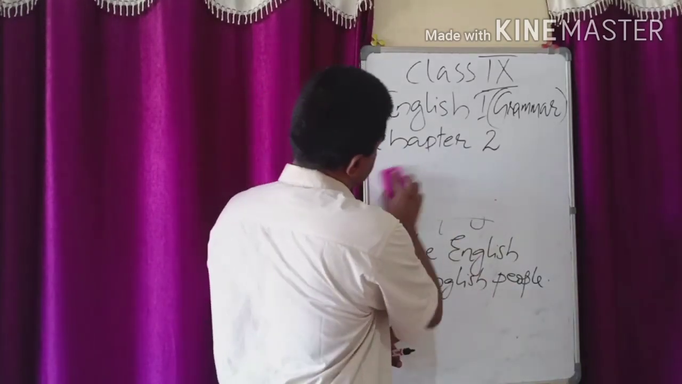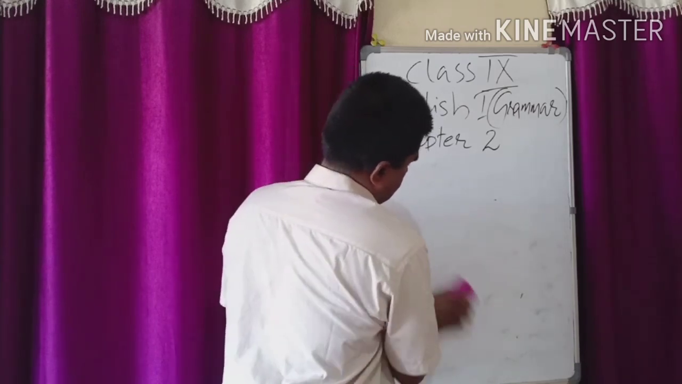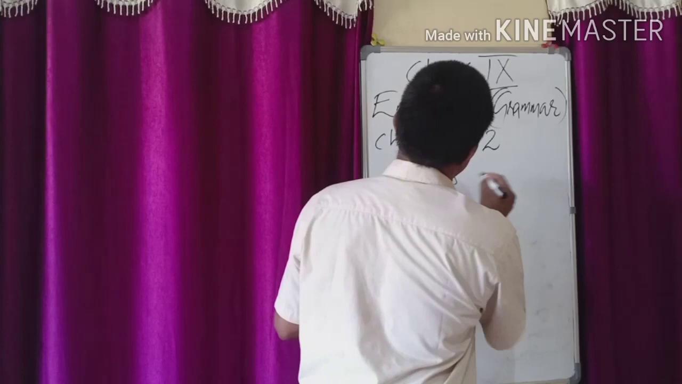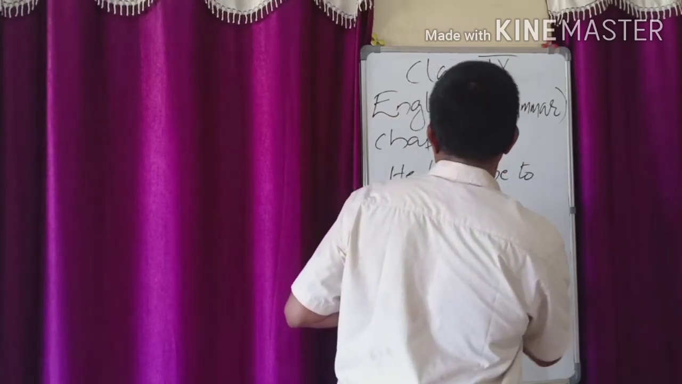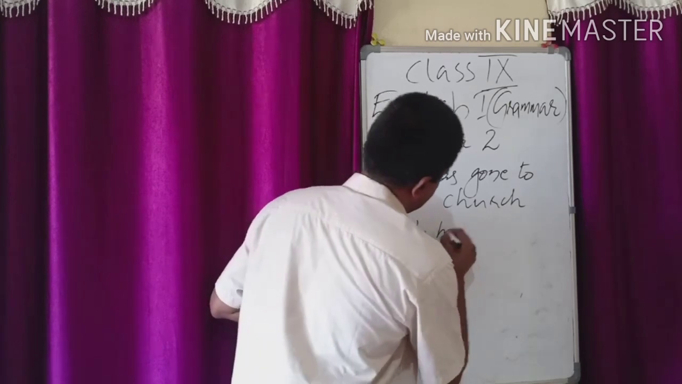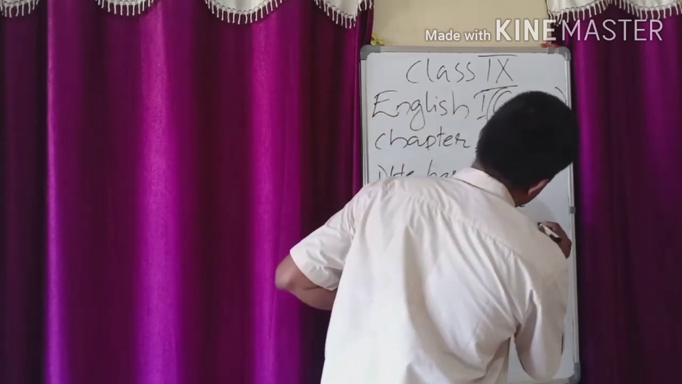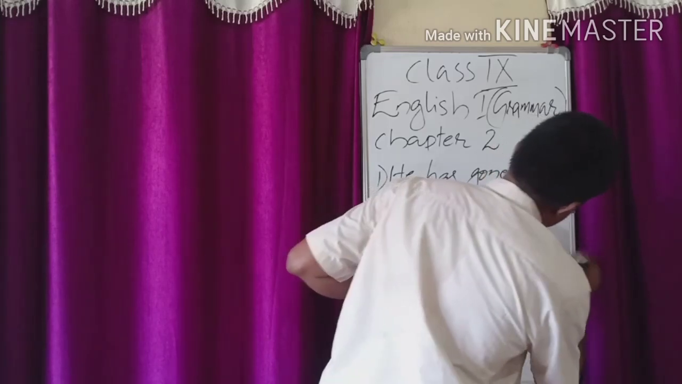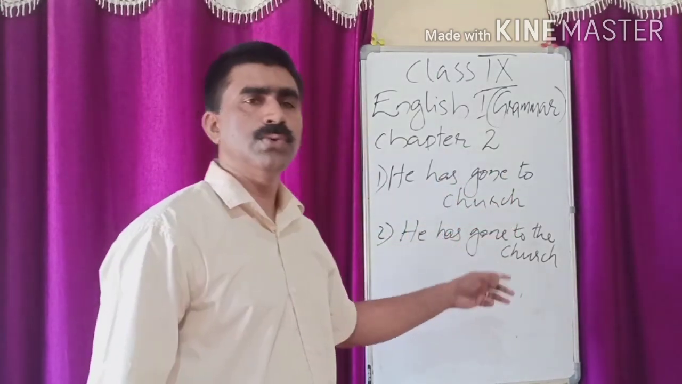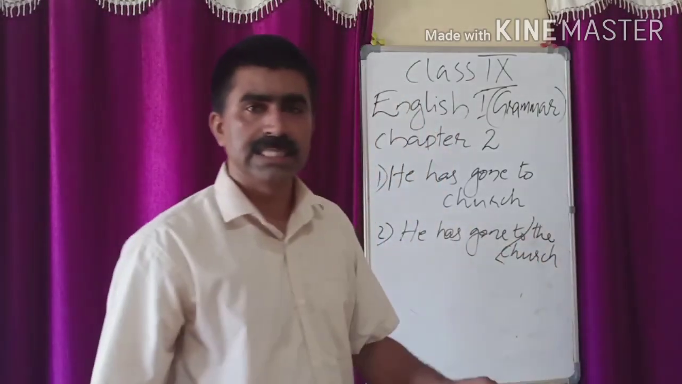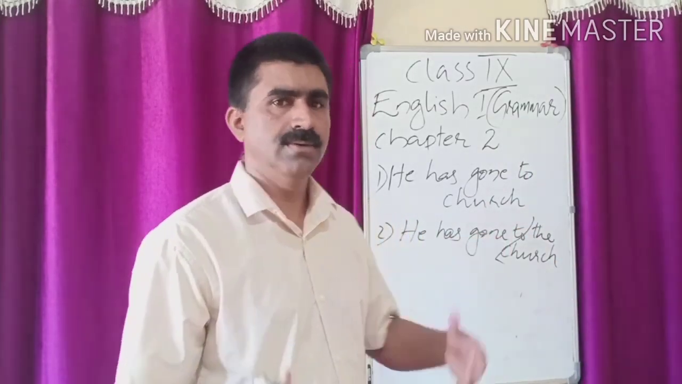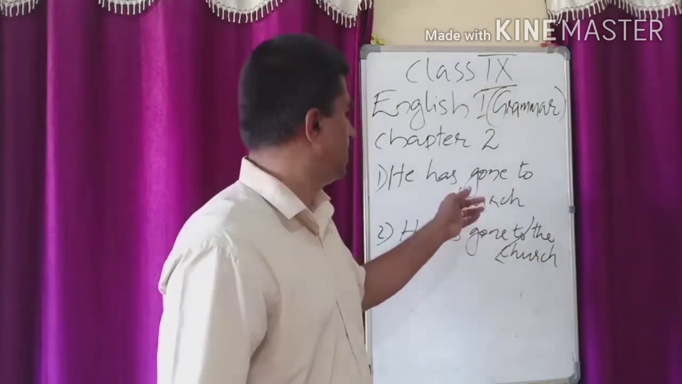Now let us differentiate a sentence. For example, he has gone to church. Another one, he has gone to the church. The difference between these two sentences: the first one, he has gone to church. Second one, he has gone to the church. Here, the church suggests a particular building. He has gone to church means he has gone for the usual purpose, for praying, for prayer and adoration. That purpose he went to the church.